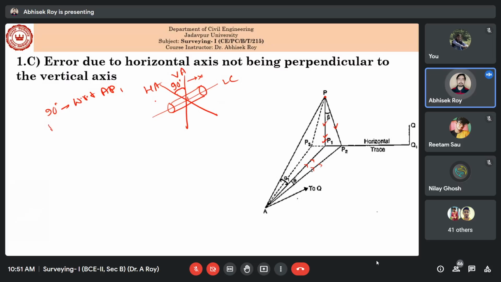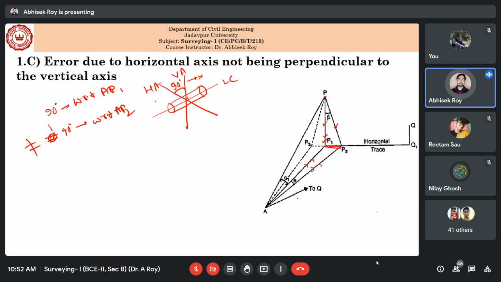But if it is not equal to 90 degree, then measurements will be with respect to AP2. So then there will be some kind of error, right? The error will be that much. The error we have to calculate is the one due to this P1 P2.